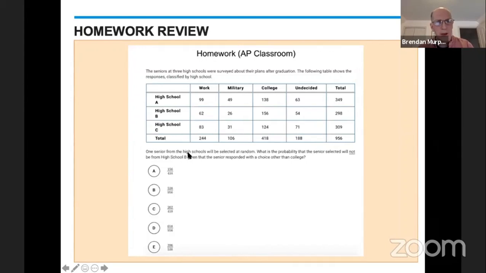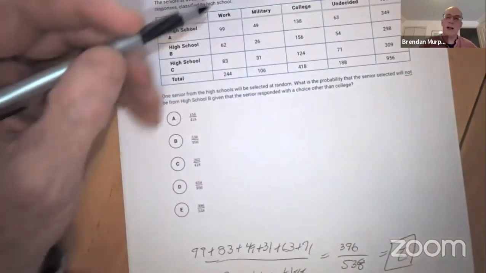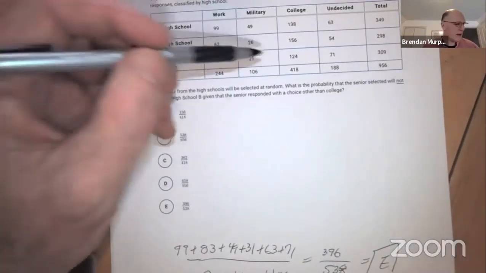So one senior from the high schools will be selected at random. What is the probability that the senior selected will not be from high school B, given that the senior responded with a choice other than college? So that last sentence, you might need to read that twice. There's kind of a lot going on in that last sentence. So I'm going to read that last sentence again.